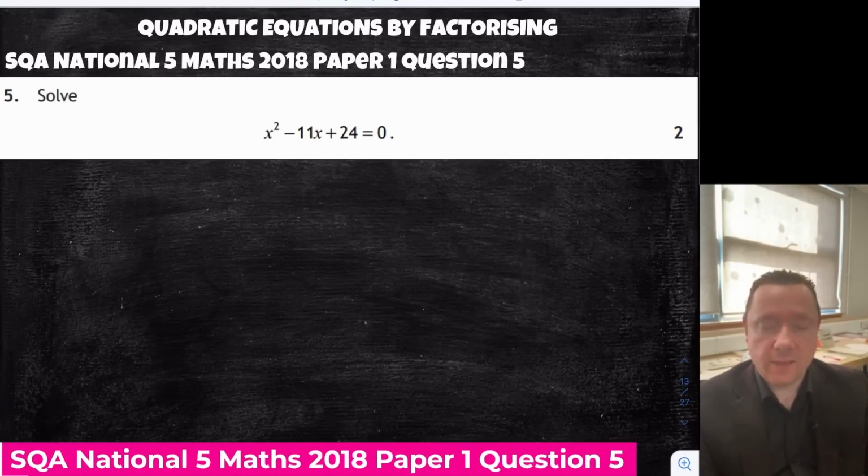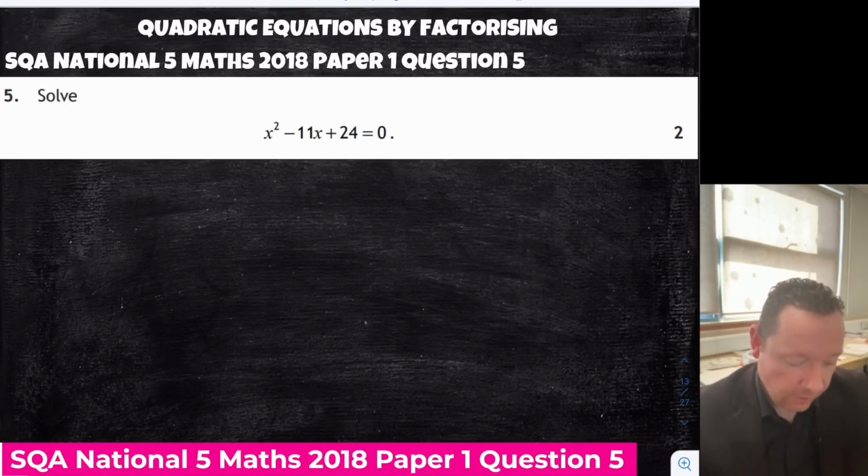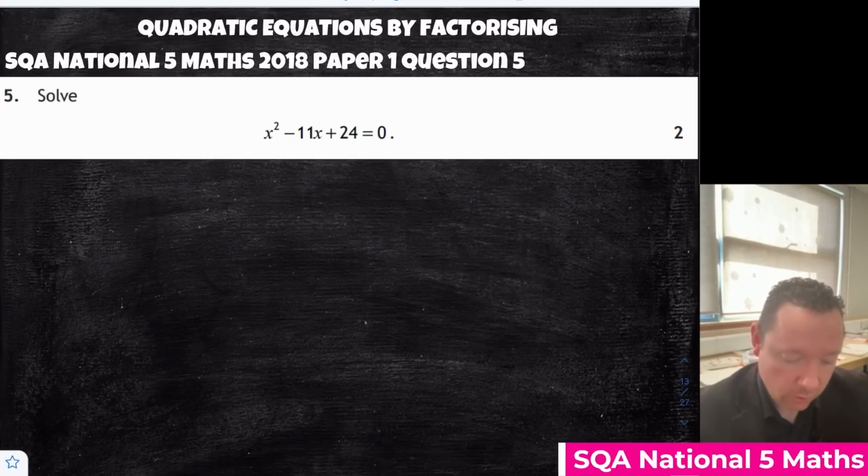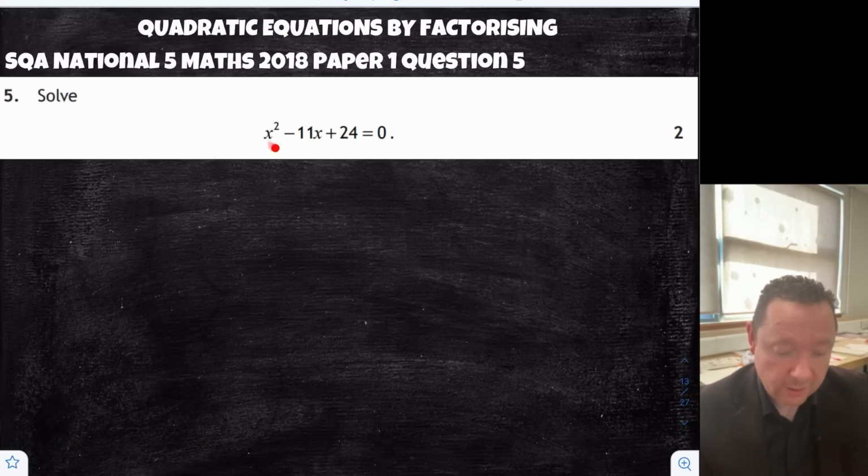Solving quadratic equations by factorising. SQA National Maths 2018, paper 1, question 5. Solve x squared minus 11x plus 24 equals 0. You should recognise that's a quadratic or trinomial because it's got an x squared, an x and a number.